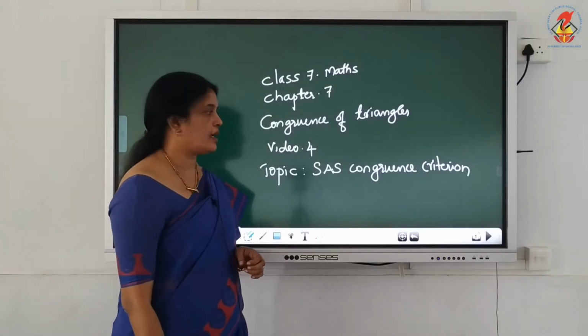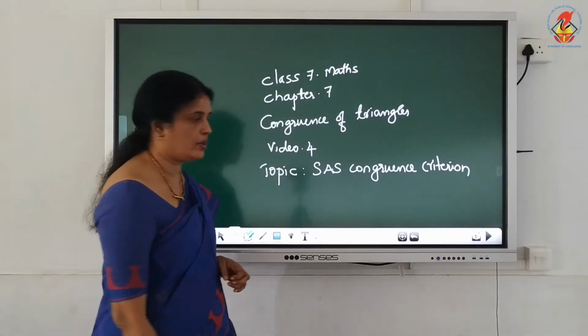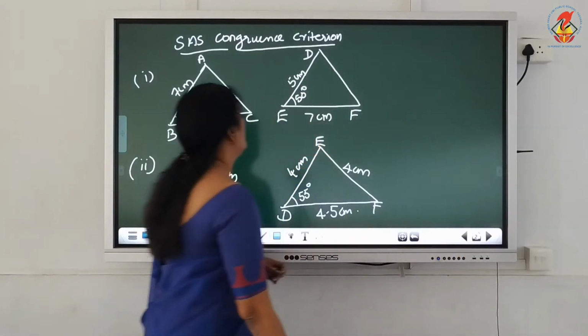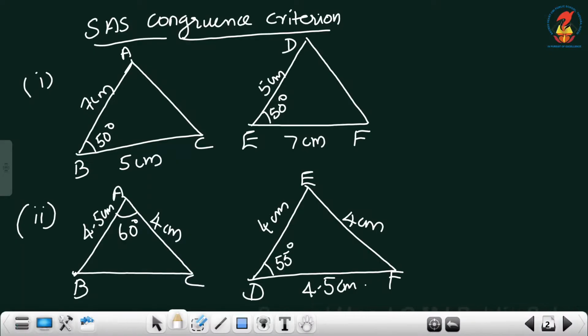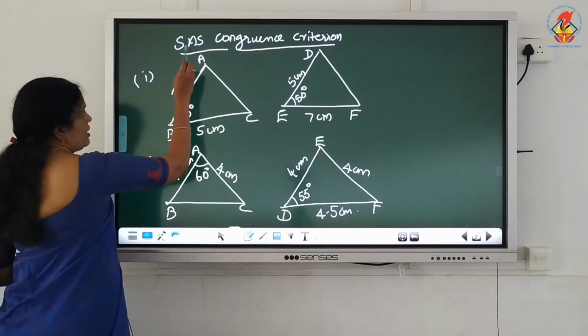Next topic, SAS congruence criteria. SAS congruence criterion means side angle side.